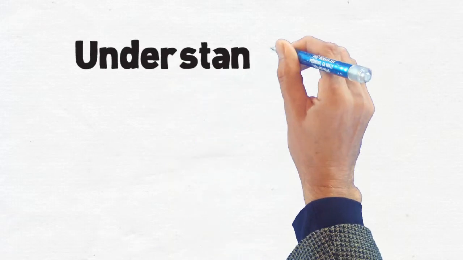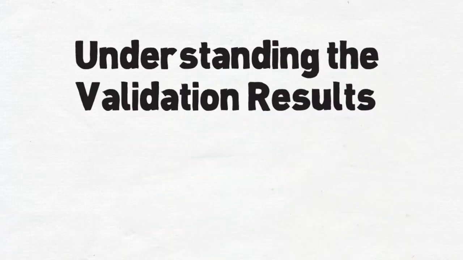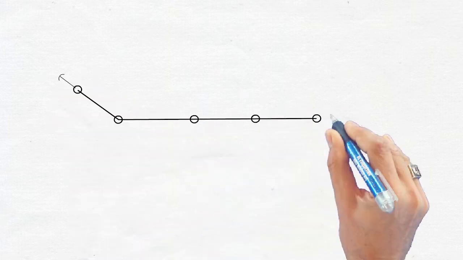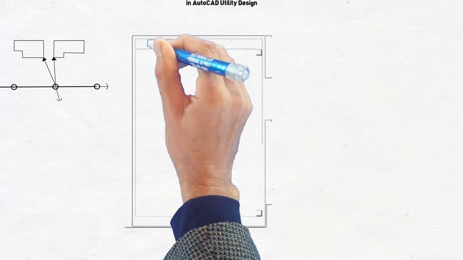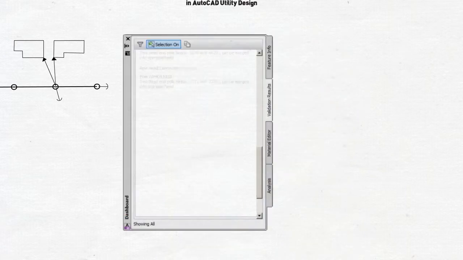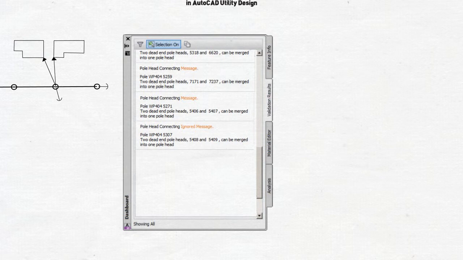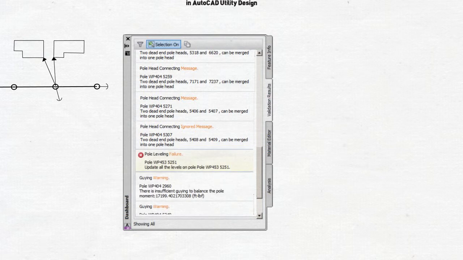As you work with AutoCAD Utility Design, the software can automatically validate your design choices. My goal in this video is to help you understand the validation results that are presented in AutoCAD Utility Design. Let's say we have a design. I'll sketch one quickly here. As this design is created, various messages automatically appear on the Validation Results tab of the dashboard palette. Great. So let's go in and take a closer look at the various validation result messages.